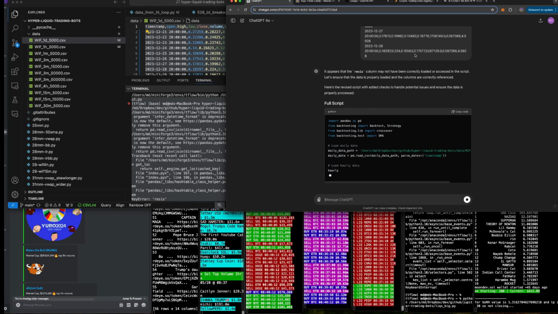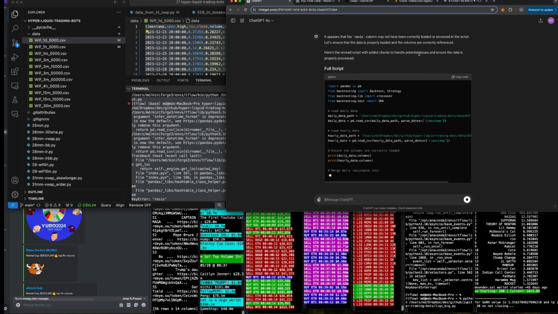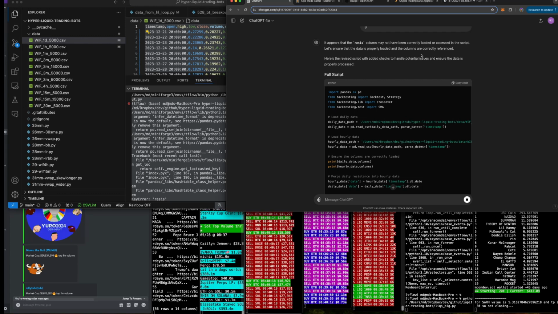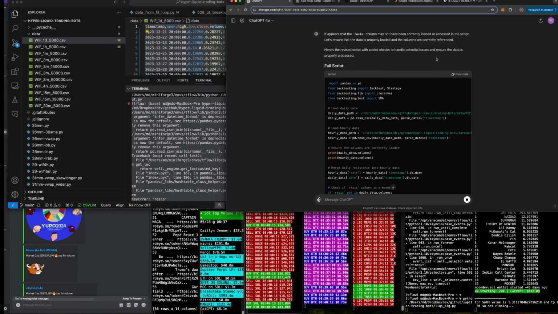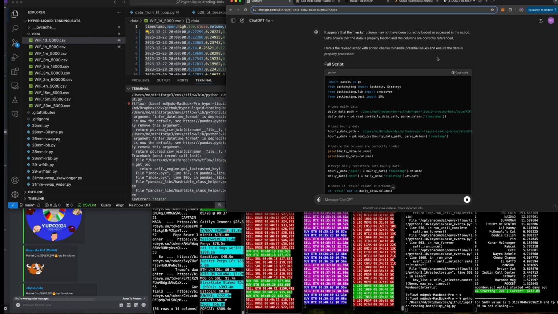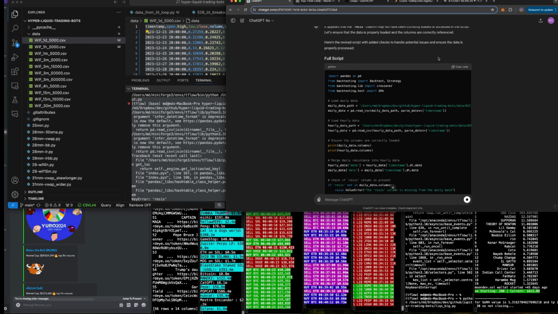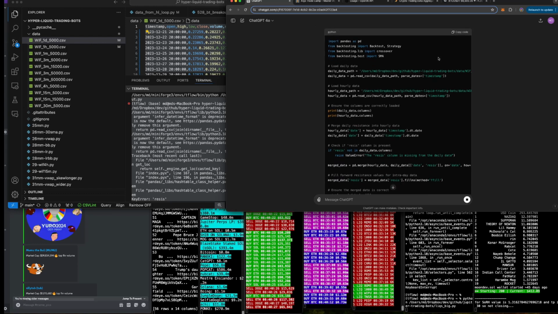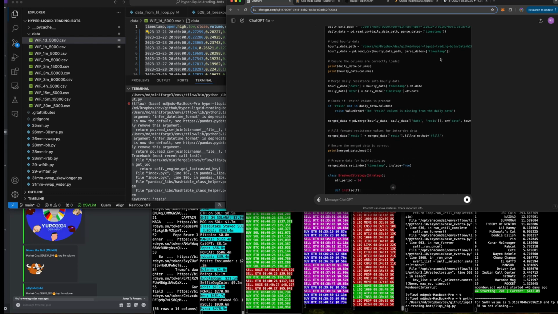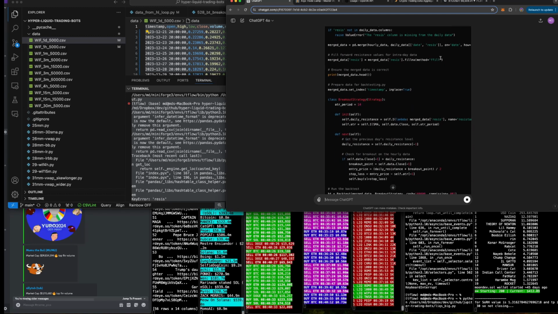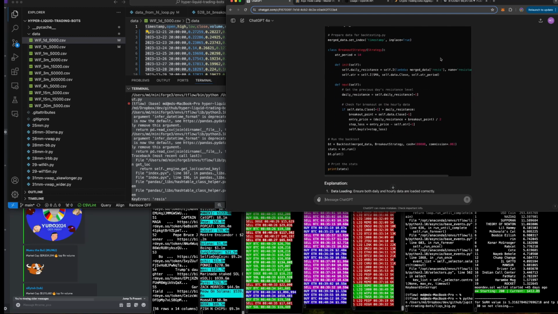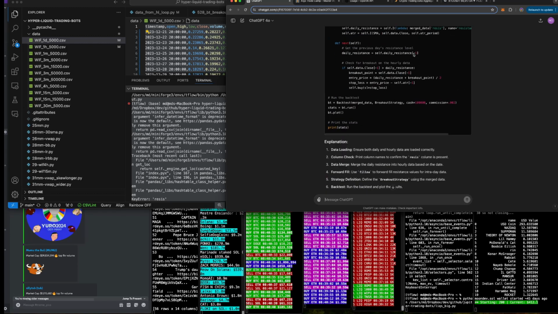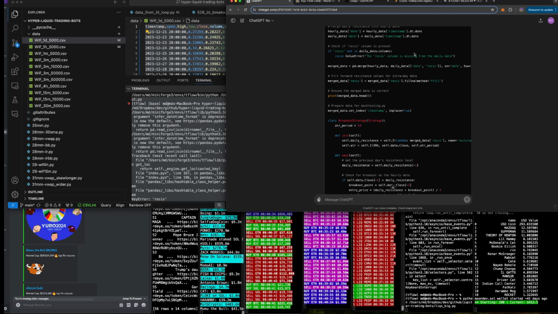It appears resist column may not have been correctly loaded or accessed in the script. Let's ensure that the data is properly loaded and columns are correctly referenced. Here's the revised script with added checks to handle potential issues and ensure the data is properly processed. Okay. ATR period. Okay. This looks Gucci. I mean, but it's probably not going to work. We'll see. We'll keep working on it though.